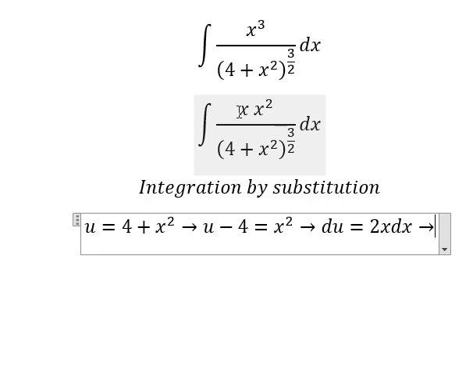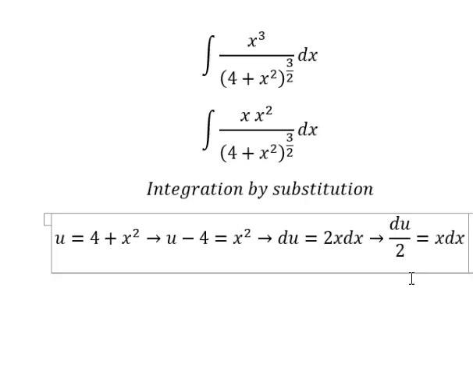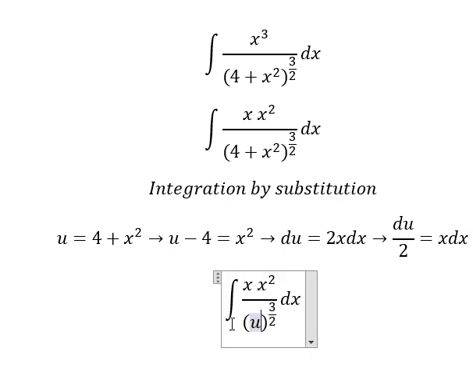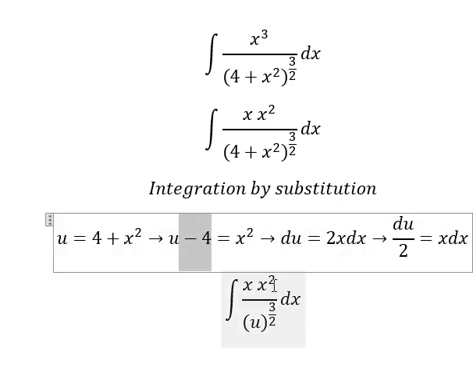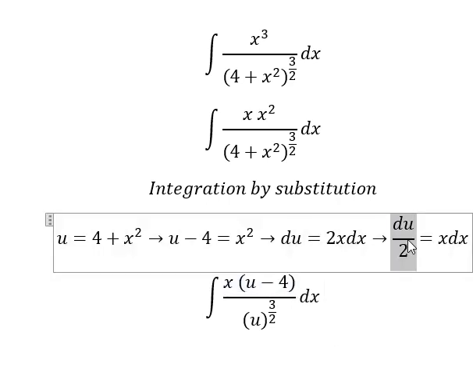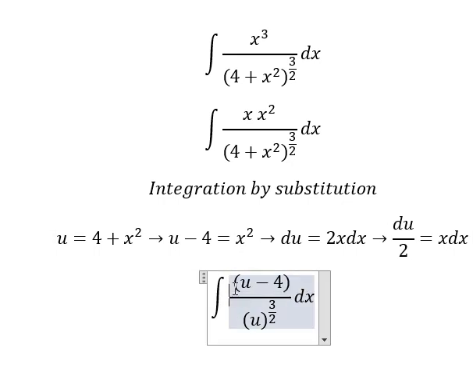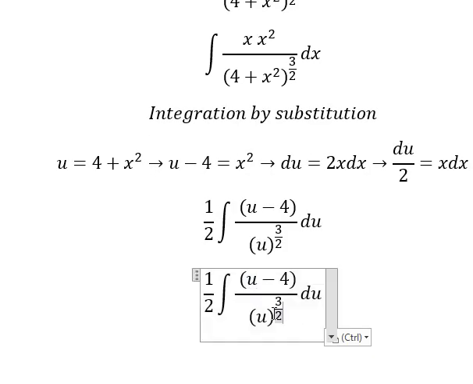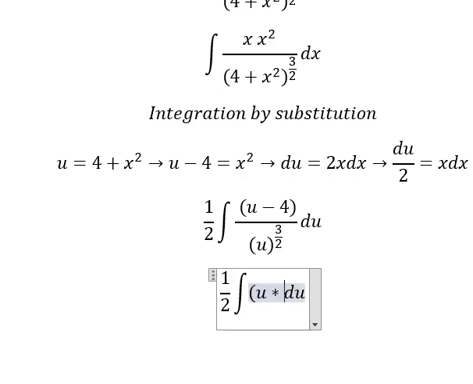Because we don't have number 2 in here, so we need to divide both sides by number 2. So this one we change for u. So where we change for this one, u minus number 4. So dx we change for the u over number 2. So u divide by this one, number 4 divide by this one, and we have like this.